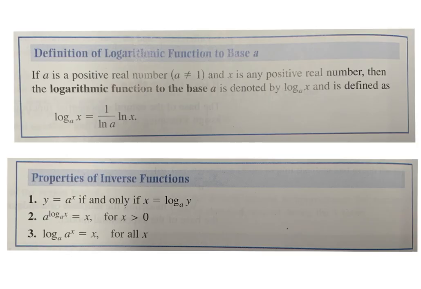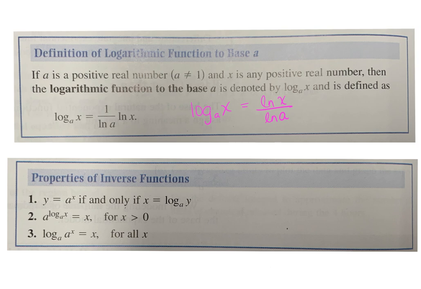Definition of a logarithmic function to base a. If a is a positive real number, then the log base a of x equals 1 over the natural log of a, natural log of x. Okay, this is actually the change of base formula. We don't call it that, but in pre-cal worlds, we did change of base. If you'll remember, if you have log base a of some number, you can do the natural log or common log, by the way, of the x over natural log of the base. That's change of base. That's all that is. They're just writing it out that way.